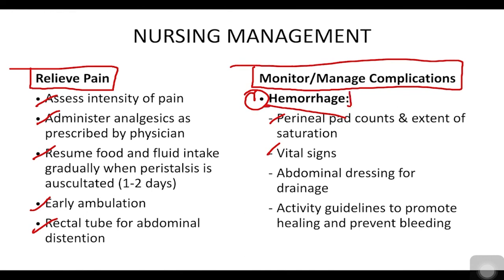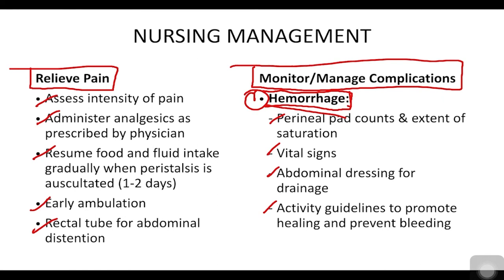Why? The heart rate is increased kasi nagko-cope siya na mag-supply ng blood towards certain parts because of the losses. And then later on, the BP, because hypovolemia, the excess fluid loss due to bleeding, is important. At least kung biglang bumagsak yung BP, consider having changes in your fluid status. So, those are the two vital signs that are monitored here. Abdominal dressing for drainage. Check yung dressing if it's soaked. And if ever there are Jackson-Pratt or any drains, check them for output. Activity guidelines to promote healing and prevent bleeding. So, monitor and manage complications.